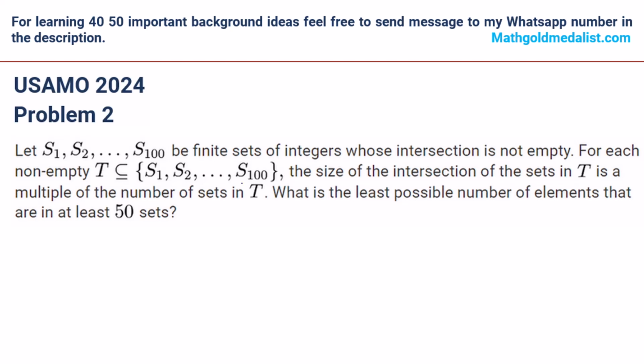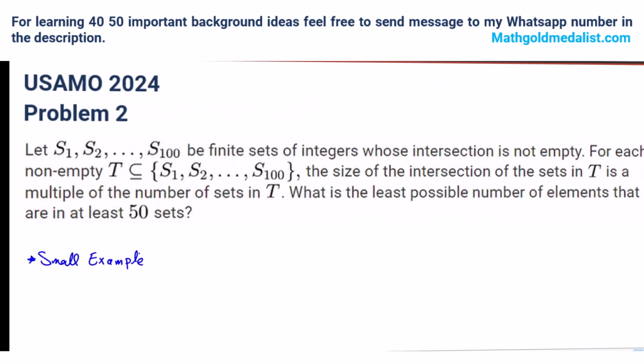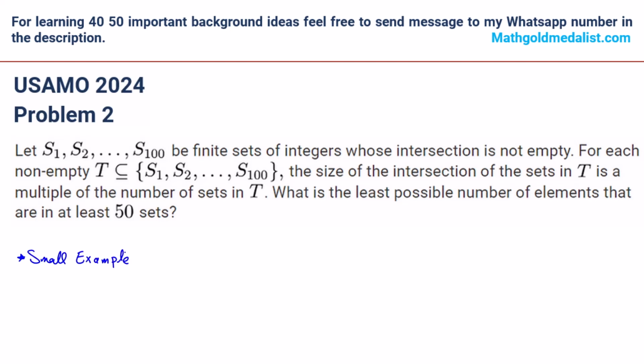Okay, sure. So, can you guess what we should do for this problem? Exactly, a small example. But a small example on what? Look, because T depends on this, right? Instead of 100, we can consider what? Yes, 2, for example. If we have S1 and S2, then we can say what? The answer is what?